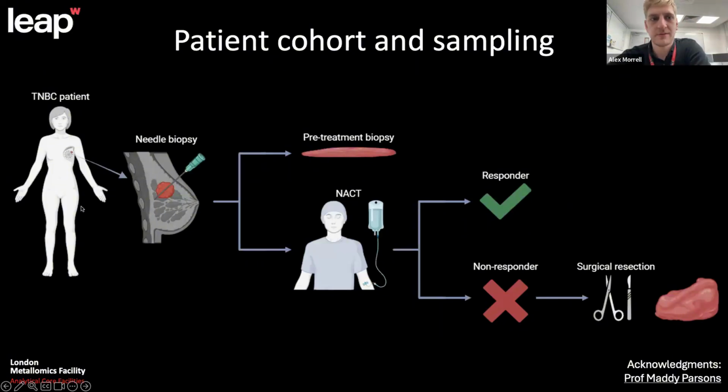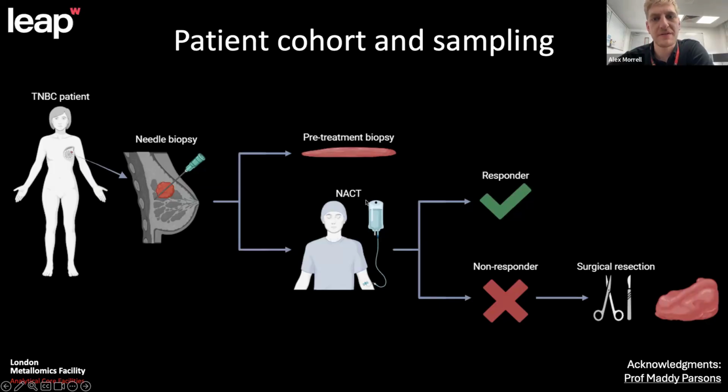So a patient comes in, they have been diagnosed with TNBC. They have a thing called a needle biopsy. A needle is placed inside the breast, it hits the tumor, and a very small sliver of tissue is taken out. It almost looks like a little worm of tissue, very, very small, around 1 millimeter in diameter and a few centimeters long. That patient then has just normal routine neoadjuvant chemotherapy.